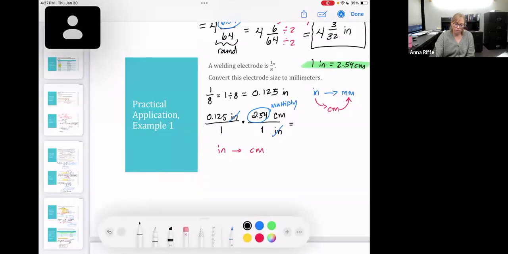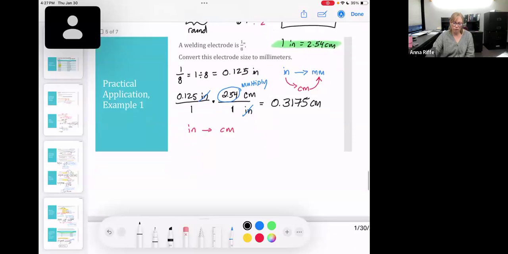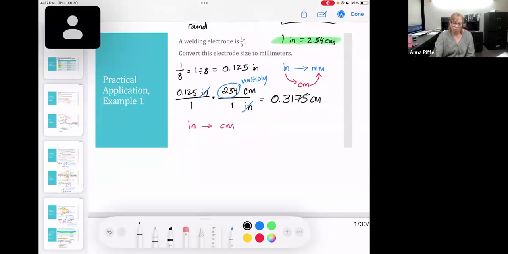If my paper will work, 0.3175, and that is in centimeters. Great. So we got halfway there. We now want to convert our centimeters to millimeters.